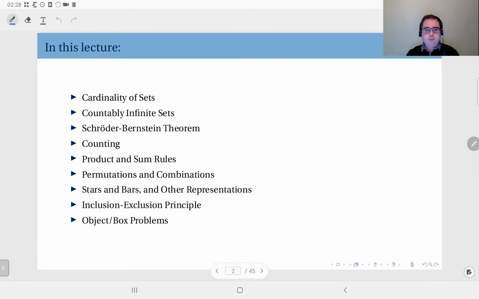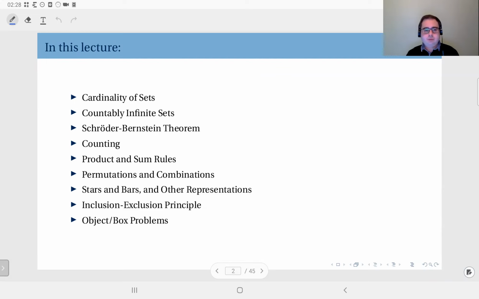This week we are talking about cardinality of sets. Of course, here we are going to mainly deal with infinite sets because when it comes to finite sets, cardinality is trivial. So we are going to mainly focus our attention on the cardinality of infinite sets. And we will also talk about the Schroeder-Bernstein theorem that helps us to compare especially infinite sets in cardinality.